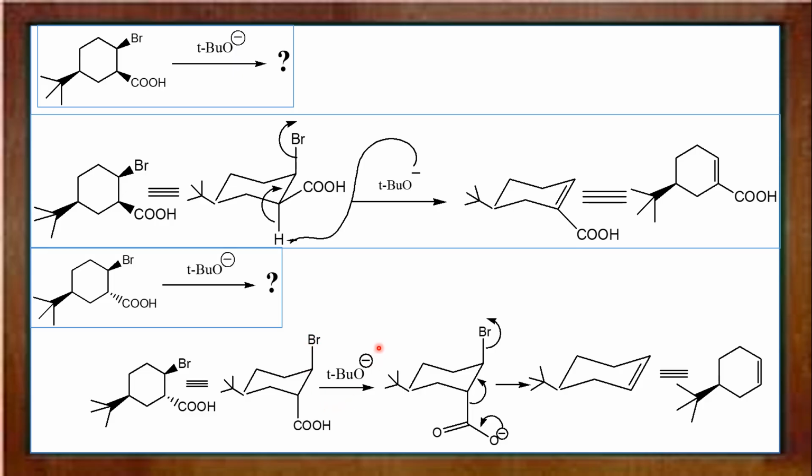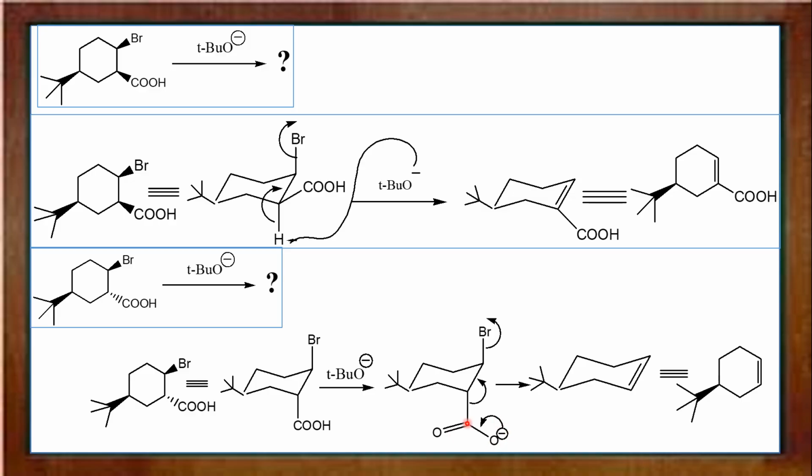Now when we add tertiary butoxide, there is a beta hydrogen available on this beta carbon. But on this other beta carbon there is no hydrogen, and a different type of reaction takes place. Tertiary butoxide, instead of abstracting a beta hydrogen from here, behaves as a base and takes up the most acidic hydrogen of the carboxyl group, generating a carboxylate anion.